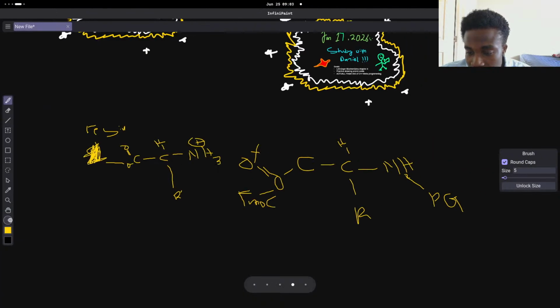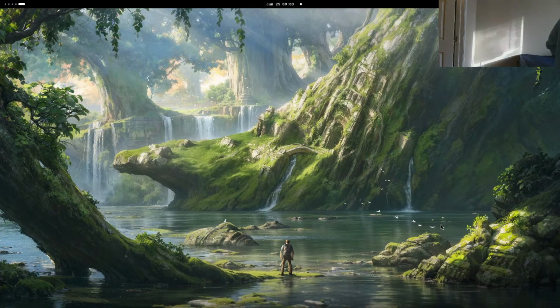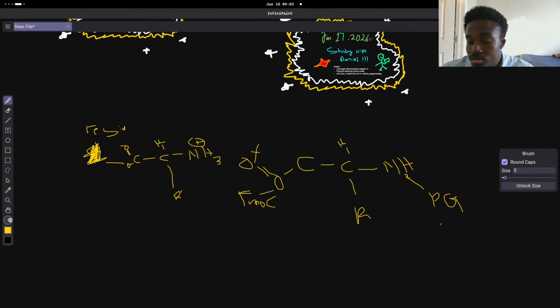Coupling another protected amino acid, right? So you remove this Fmoc, attach it here, extend the chain, and this is protected. So basically you only deprotect when you want to add a new residue, right? That's what it sounds like.